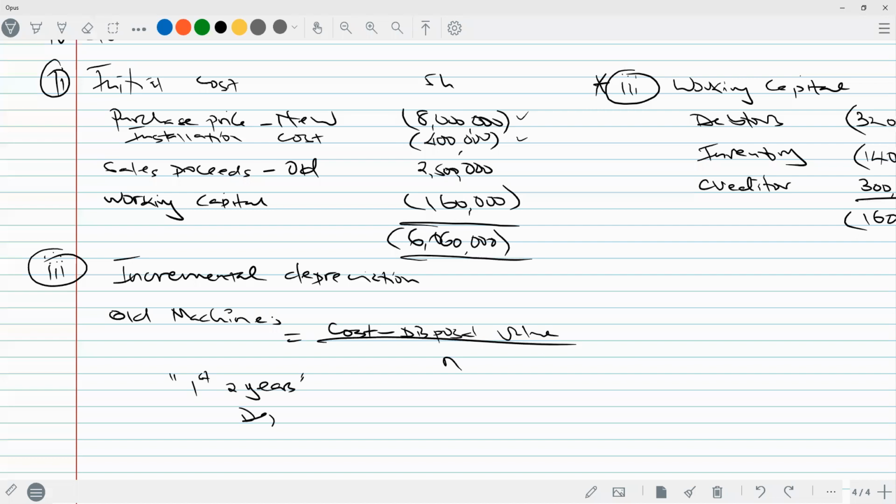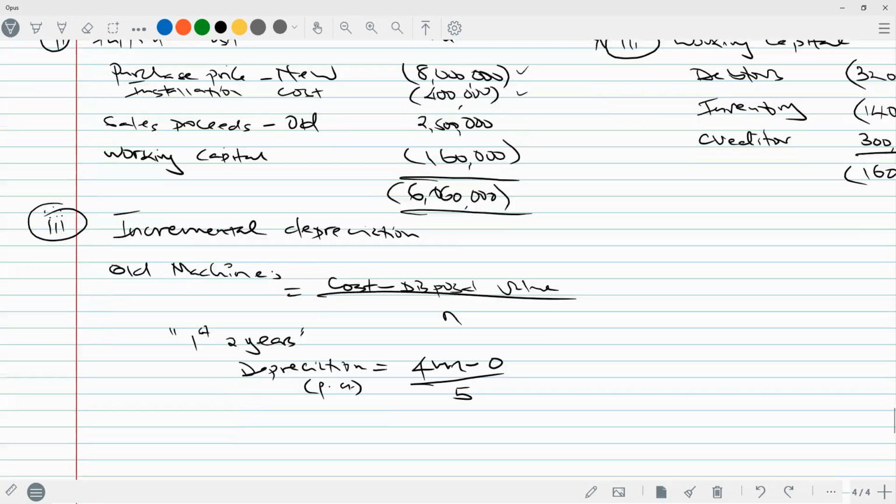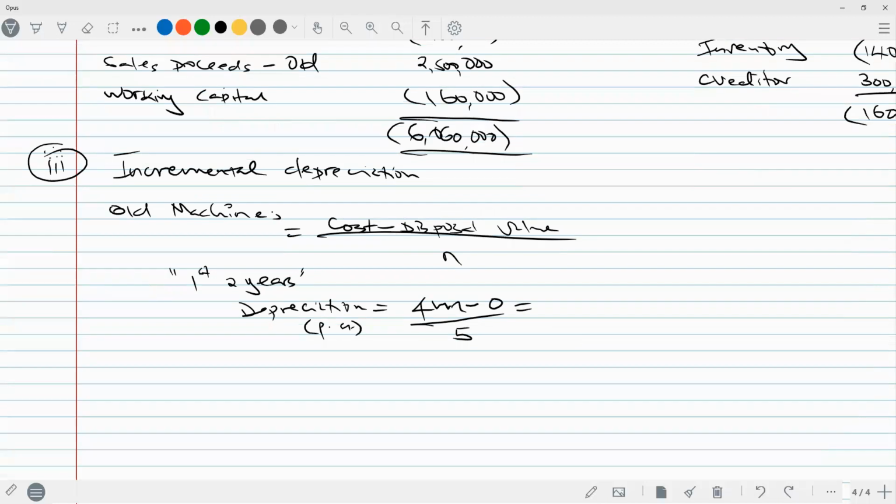Let's say depreciation per year is equal to the cost, which was 4 million, minus the disposal value, which was 0, divided by the number of years, which was 5 years. Therefore, the depreciation per annum for this machine is 800,000. For 2 years, it is 800,000 times 2.